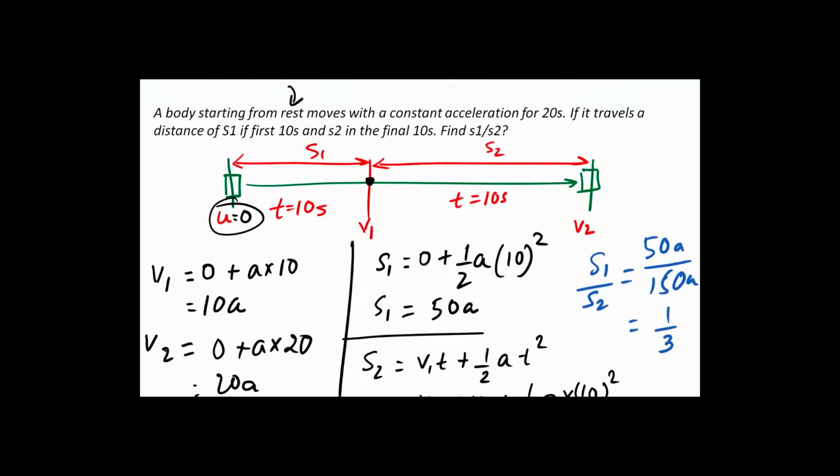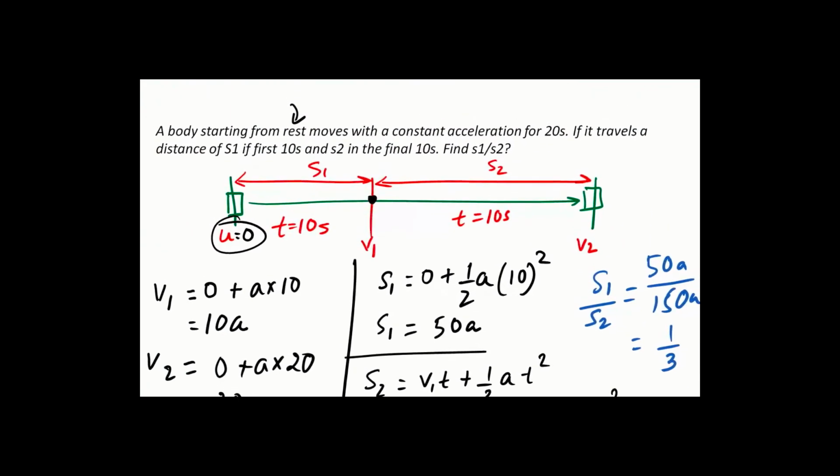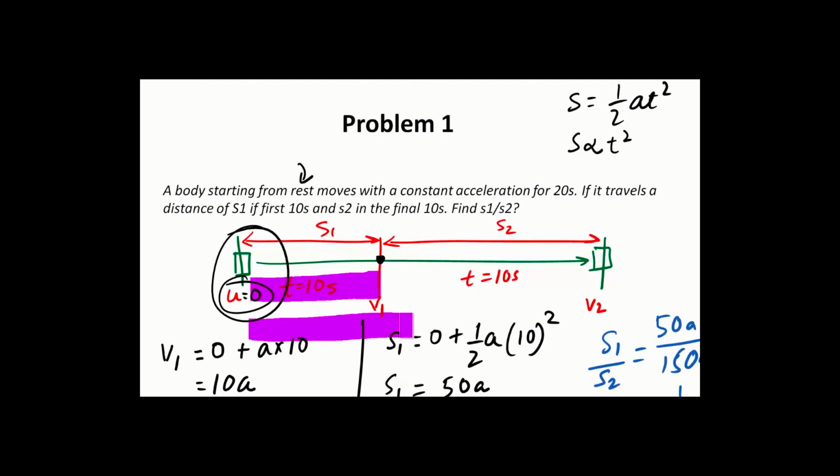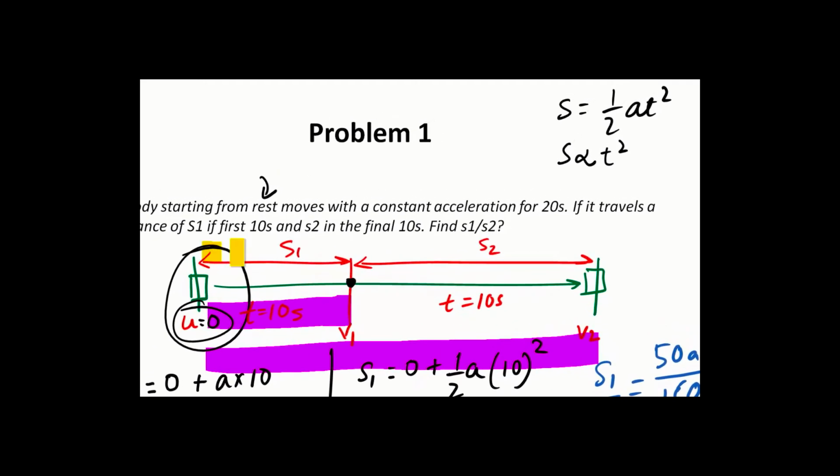You could also have given the answer directly, because you know that s equals half at square when u equals 0, like in this case. That is, s is proportional to t square because half a is constant. So what it travels in 1 second will be 1/4 of what it travels in 2 seconds. So this thing must be 1/4 of this thing. What does that essentially mean? That this is 1 and this would be 3.